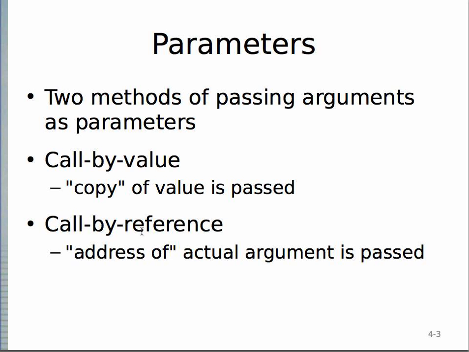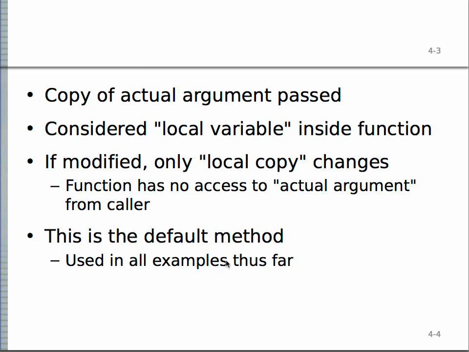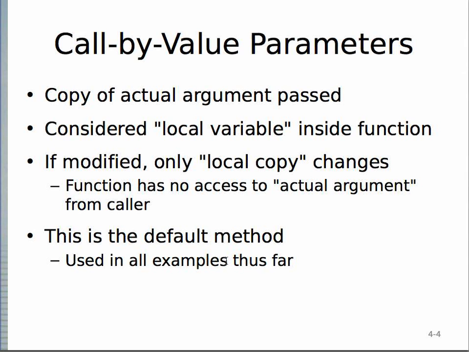Call by reference is different in that what you're going to get is the address of the actual argument, and so inside a function, in C++ only, you can actually change the values of things that you called with. So this is very different from Java and C. With call by value, you pass a copy of the actual argument.